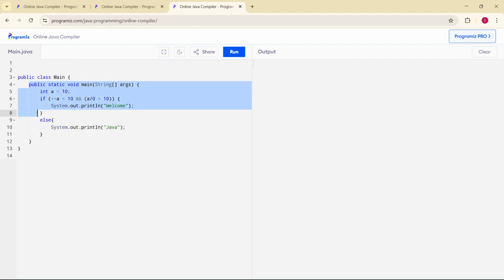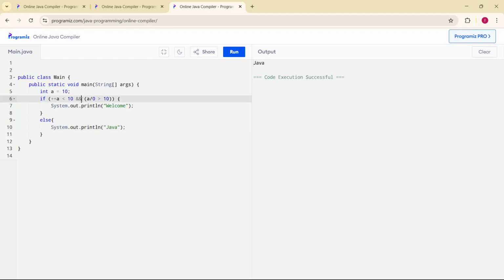This is the same code which I have written there, and a by 0 is greater than 10. First a is 10, and here a becomes 11. 11 is less than 10, returns false. So the first argument returns false, so the JVM doesn't care about the second argument. So it returns Java. It doesn't raise any error. Let's see. So the output here is Java.